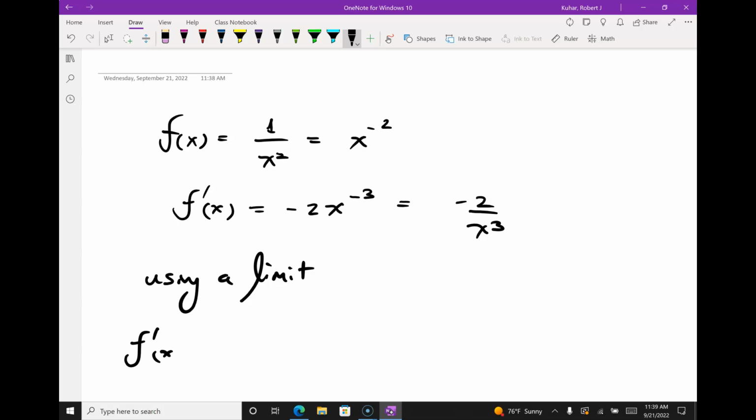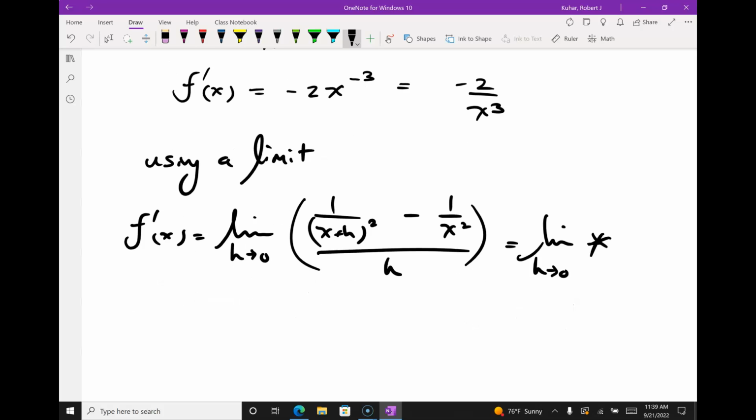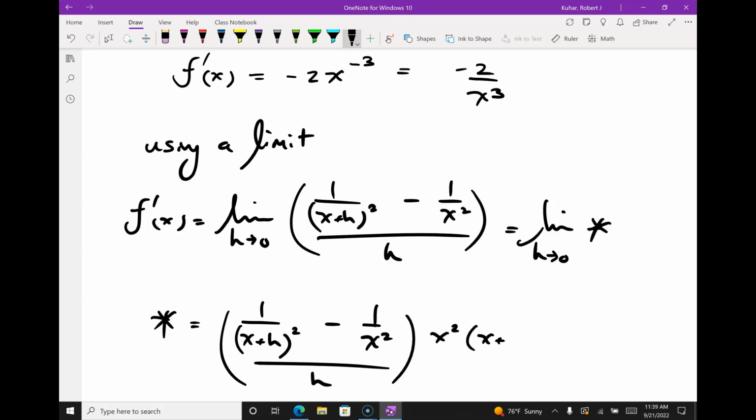I know f prime of x will equal the limit as h goes to 0 of 1 over x plus h quantity squared minus 1 over x squared, all divided by h. Jack agreed? Yes? So then the only thing we have to think about is what's the LCD? It's pretty clear that it's x squared times x plus h quantity squared, and I need that over itself.